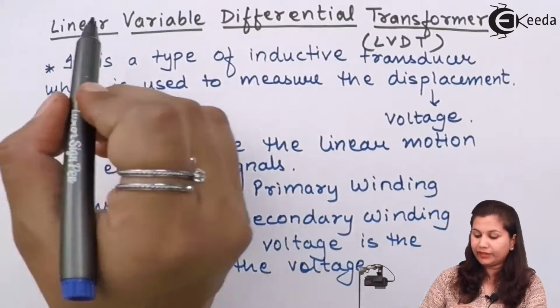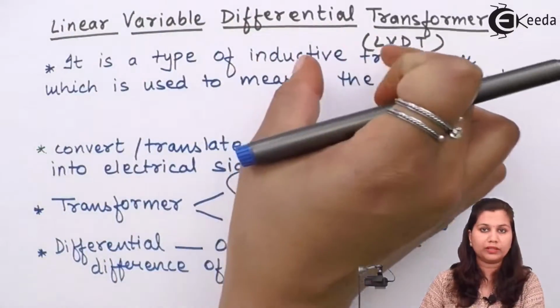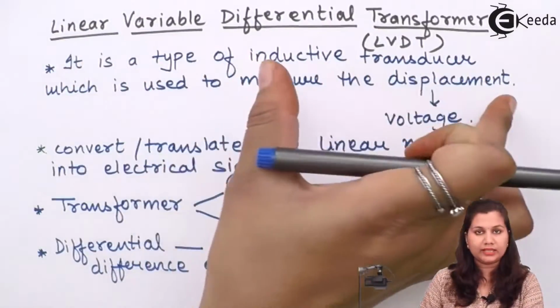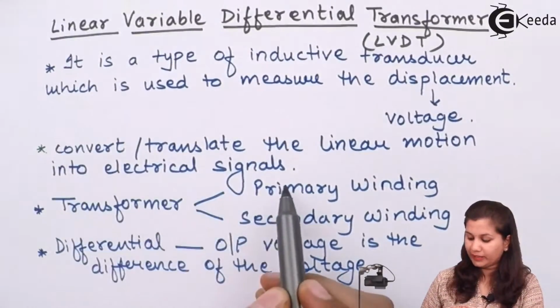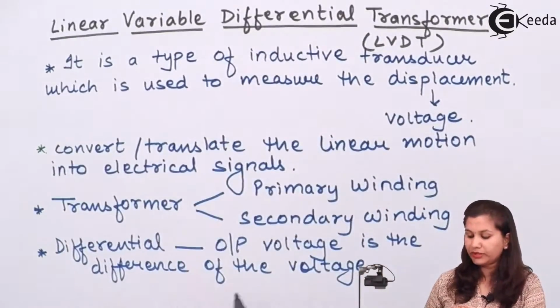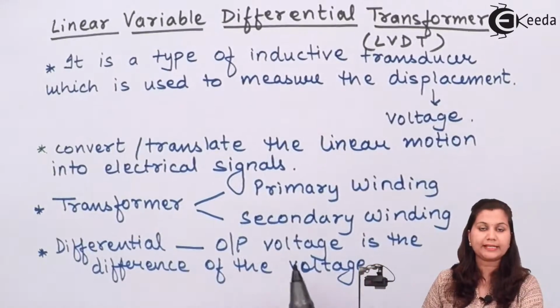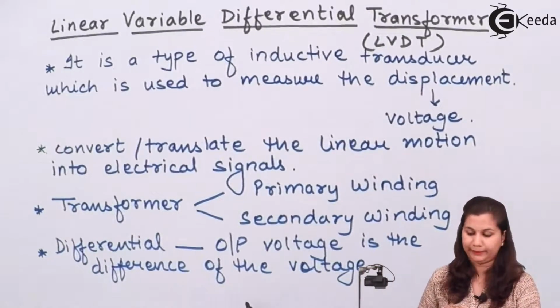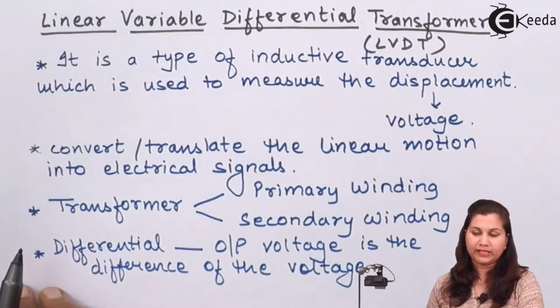So we have described the meaning of every word in LVDT. Linear, because it is translating linear motion into electrical signals. Differential, because the output voltage is the difference of the voltages. And transformer, because it has two types of windings, primary winding and secondary winding. Now let us first see the construction of this LVDT, and the various parts of LVDT.